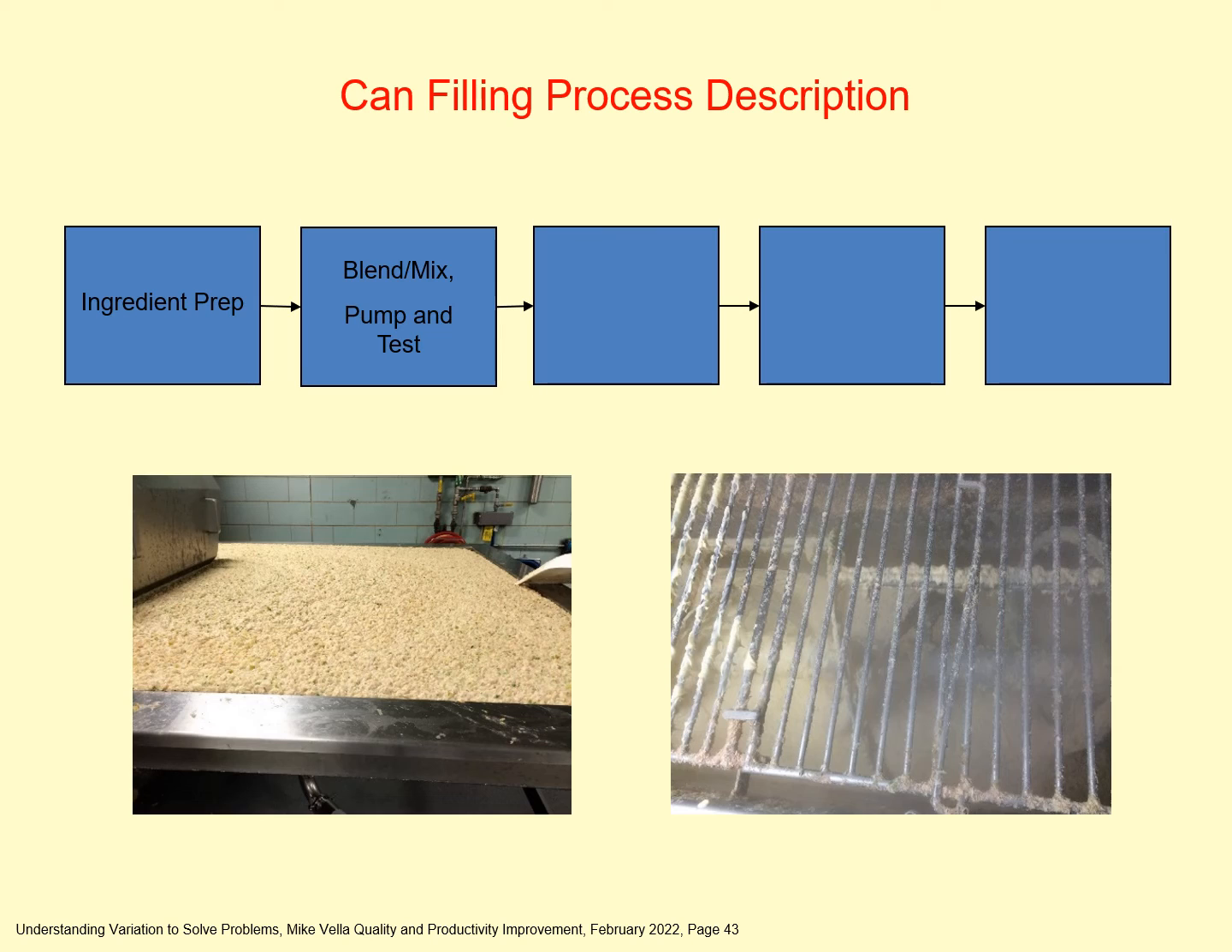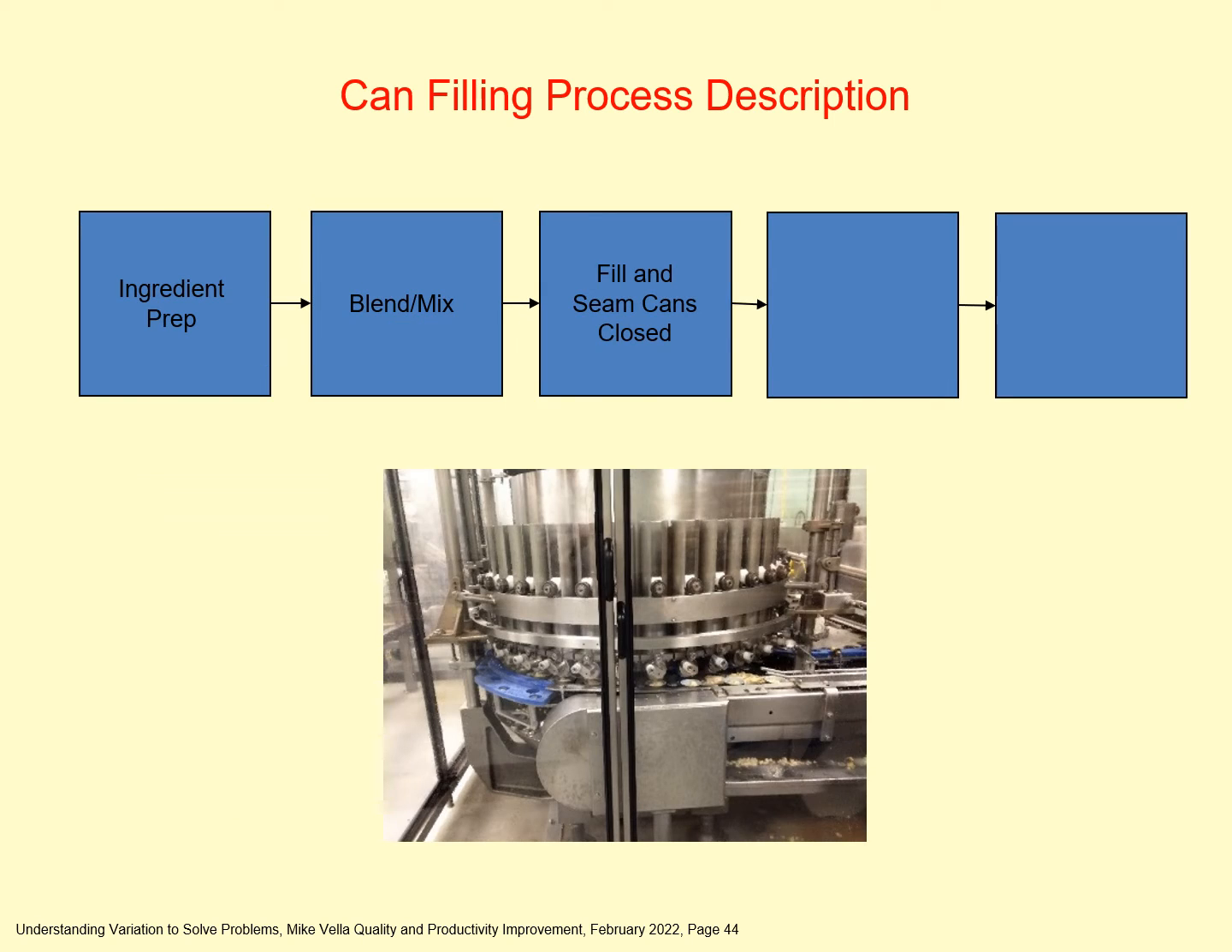In this step, we blend and mix and then pump and perhaps test it as it goes to the next process. And then you're going to fill the cans in this filler. This filler is much smaller than that example that we showed with the beer production. It's going to be putting the food into the cans and then applying a lid and seaming and closing those lids so they go on to the next process.